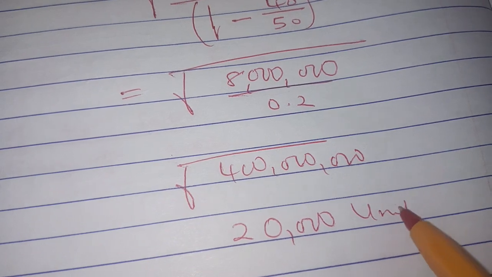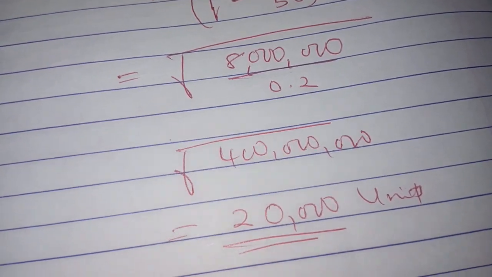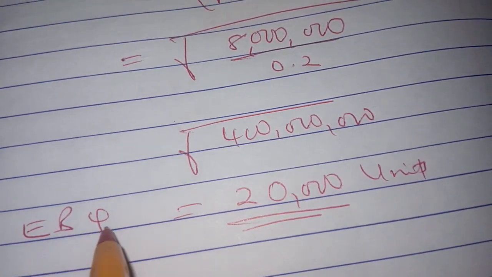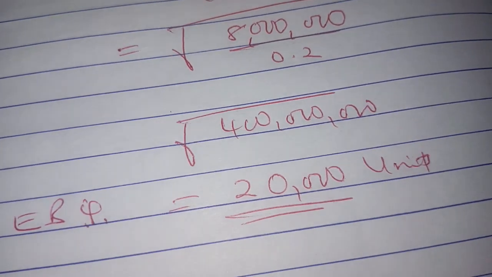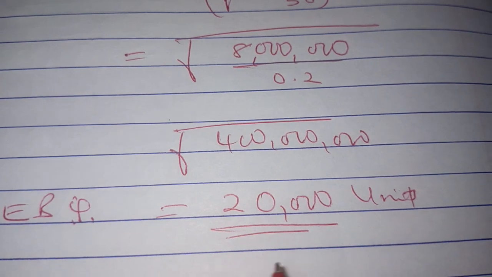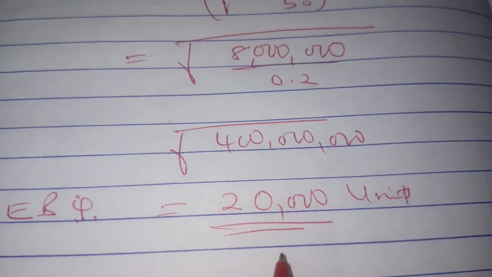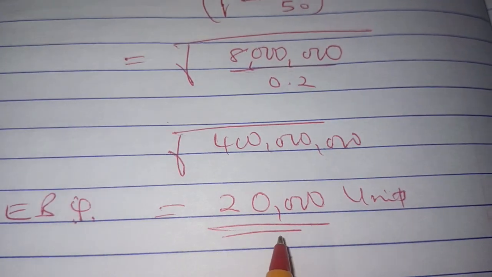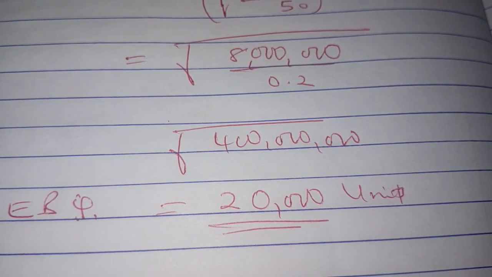20,000 units. This becomes the economic batch quantity, and this is known as the quantity to be produced by a given company that will minimize the total cost of production and total cost of setting up.